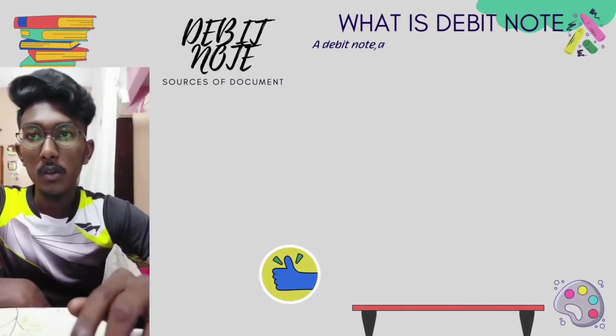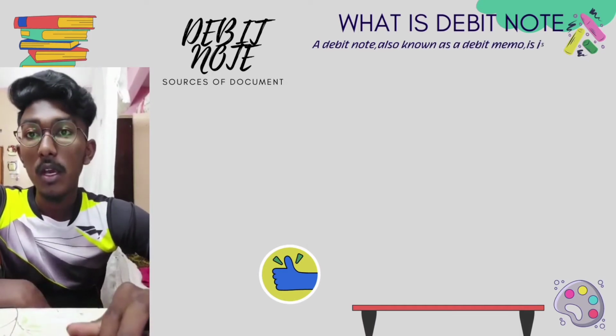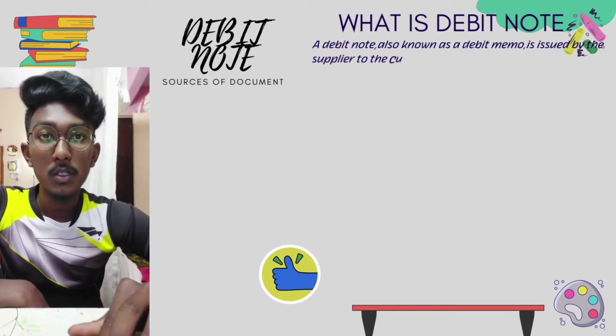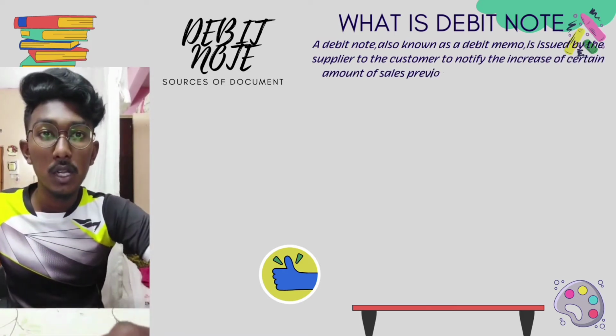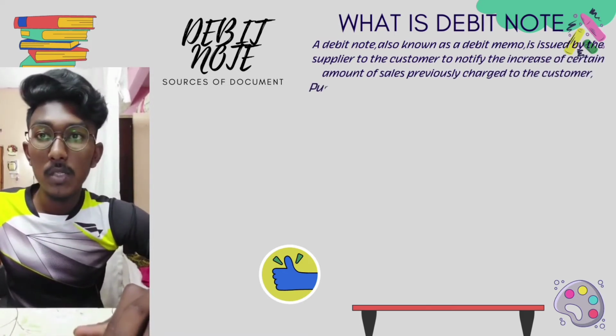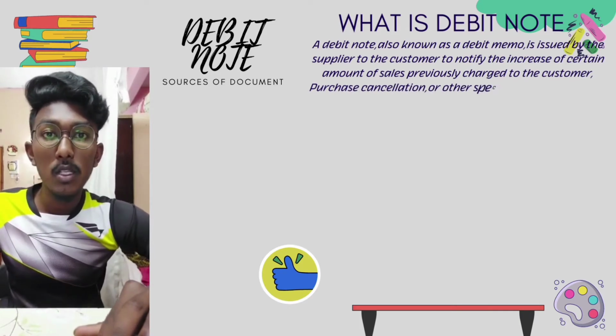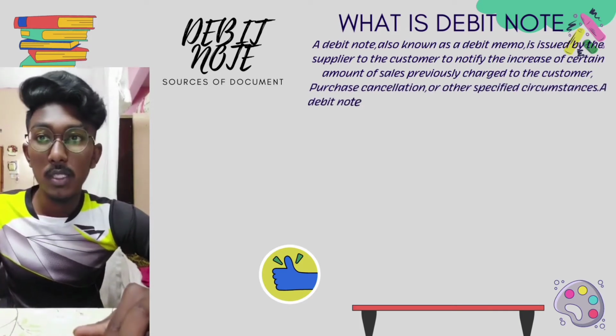Today I'm here to explain the debit note function. A debit note, also known as a debit memo, is issued by the supplier to the customer to notify the increase of a certain amount of sales previously charged to the customer, purchase cancellation, or other specified circumstances. A debit note is similar to a credit note, except it's issued from the supplier side.